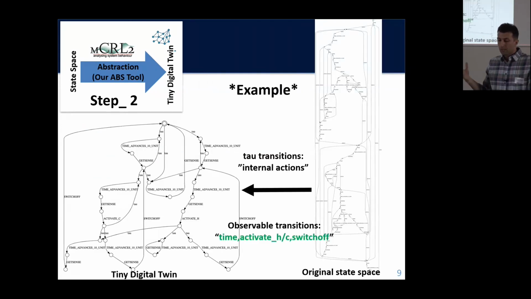Yes, this is an example of one output of this tool. The transition system on the right side is one example of the state space, and we abstract this state space based on the time transition and those control commands. We reach this abstract state transition on the left side with the tau transition and those observable ones. Here we hide the internal actions and we make only the timing transitions and observable transitions observable for the monitor.